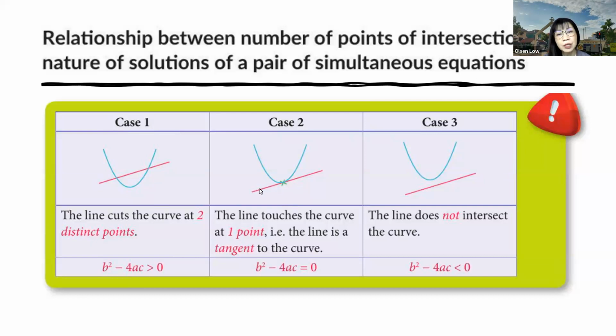The second scenario, instead of the x-axis, right now we have the line intersect the curve at only 1 point. In this case, there's a special name: we say that this line is a tangent to the curve. Since there is only one intersection point, we say that the discriminant is equal to 0. The third scenario is when the line does not intersect the curve at all. In this case, we say that there is no real root between the line and the curve. And hence, since there is no real root, discriminant is less than 0.